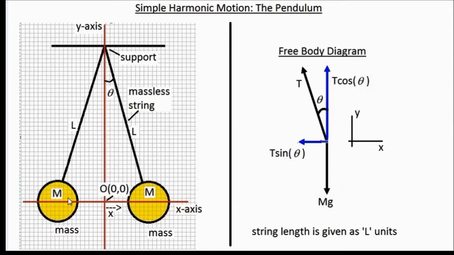When the mass M is on the right side of the mean position, this is the mean position of this oscillation, then the restoring force is towards the origin. Likewise, when the mass M is to the left of the origin, the restoring force is to the right, towards the origin. So the restoring force is always directed towards the origin, which causes the simple harmonic motion.